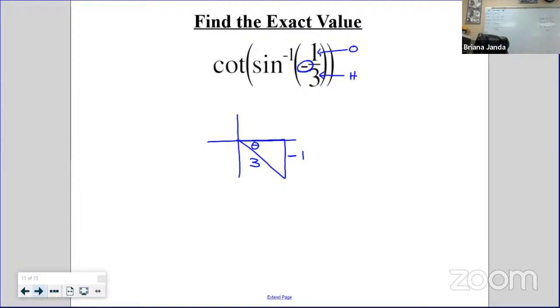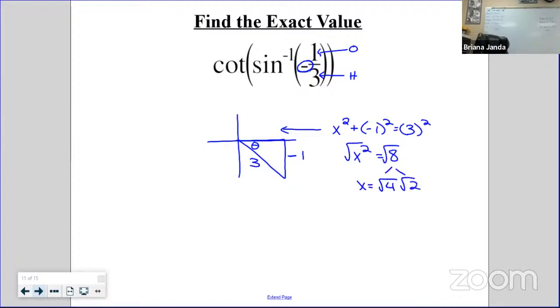Pythagorean theorem to find our missing side, as always. So be careful because this time it's going to be x squared plus negative 1 squared equals our hypotenuse squared. 9 minus 1 is 8. Ooh, we can break that down, can't we? And my missing side, it looks like, is 2 square root of 2. Good so far?